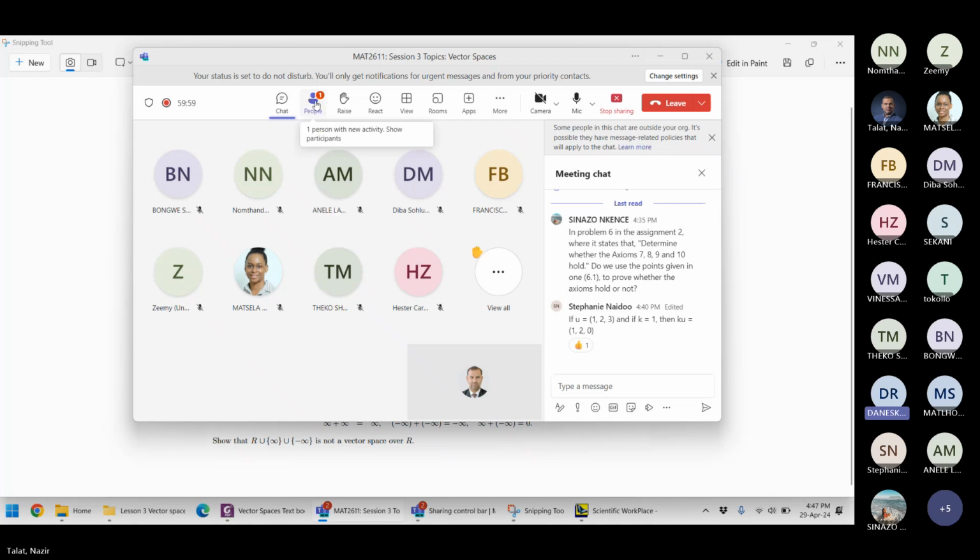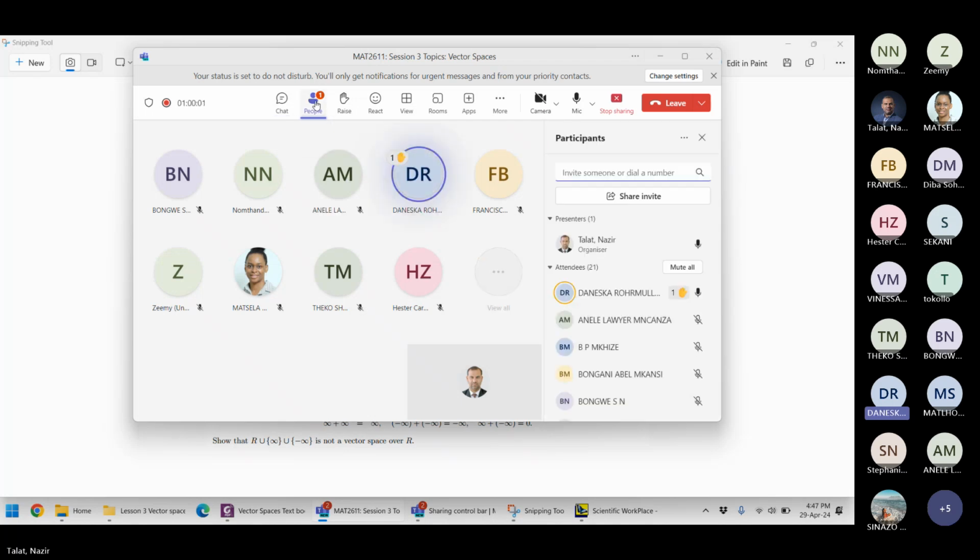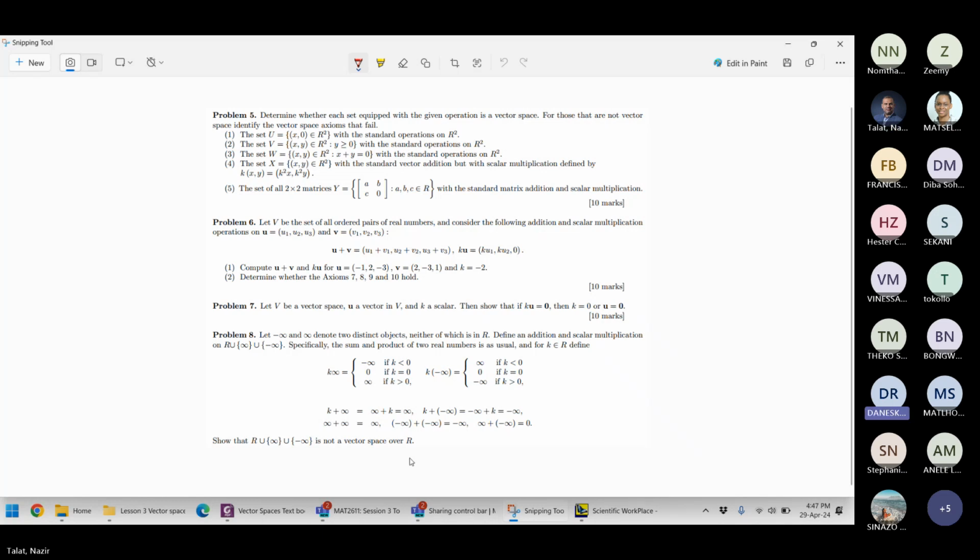Hi, Prof. Sorry, just with problem 8, with those infinities. Do you use those rules, that k plus infinity equals infinity plus k equals infinity, to disprove the axioms, or what do you use?